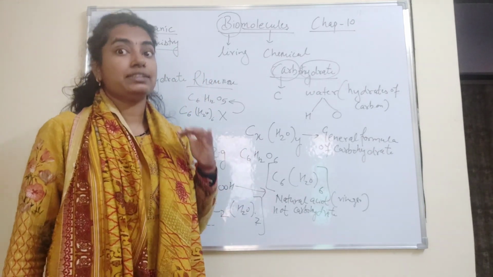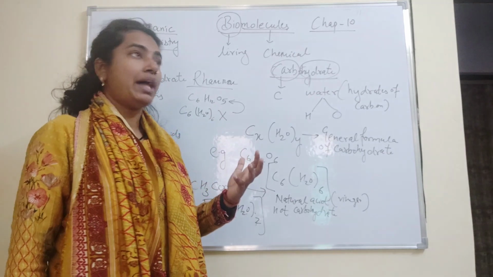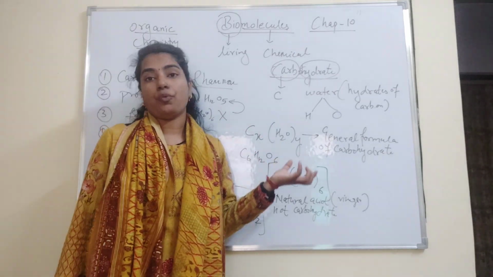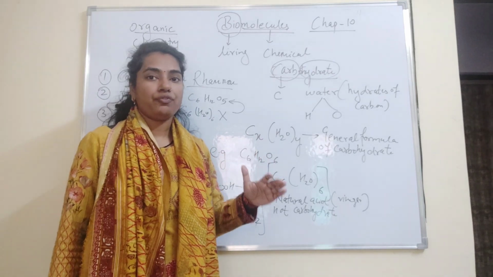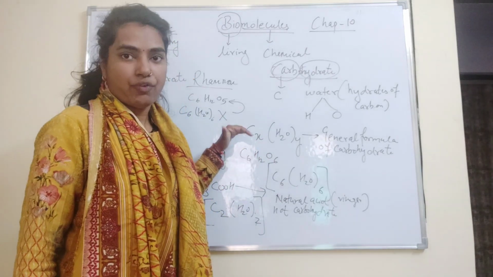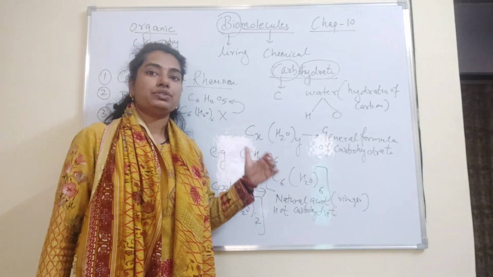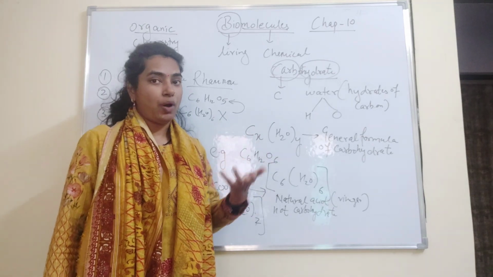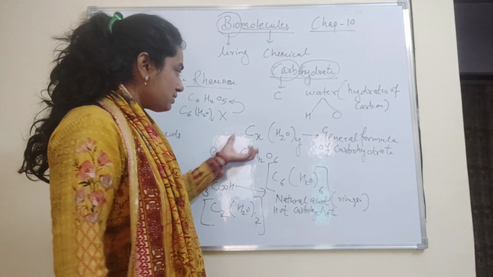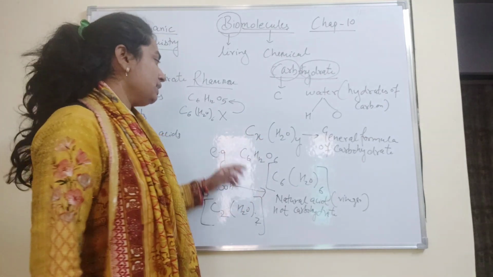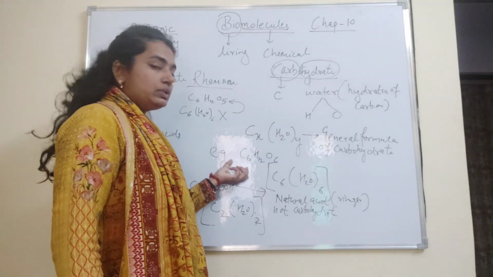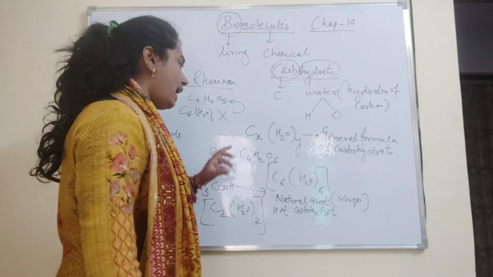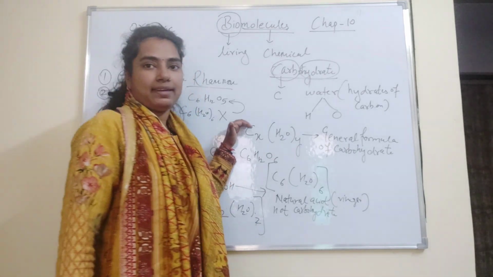It was just assumed that all carbohydrates should follow it, but some carbohydrates do not follow this general formula. First, we are going to study some compounds which follow this general formula. For example, C6H12O6. This is the molecular formula of glucose, and it follows this general formula.